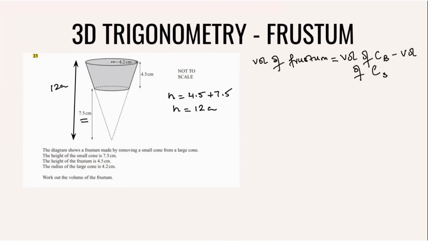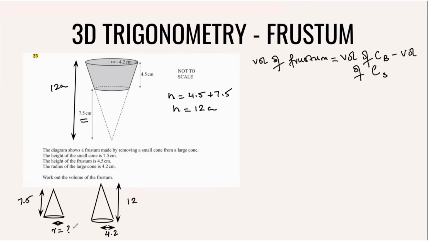So if I draw the cones, these are your two cones. For the small cone, we have the height. For the large cone, we have the height. For the large cone, we have the radius. For the small cone, we don't have the radius. So this is 12. This is 7.5. This is 4.2. And this is missing.